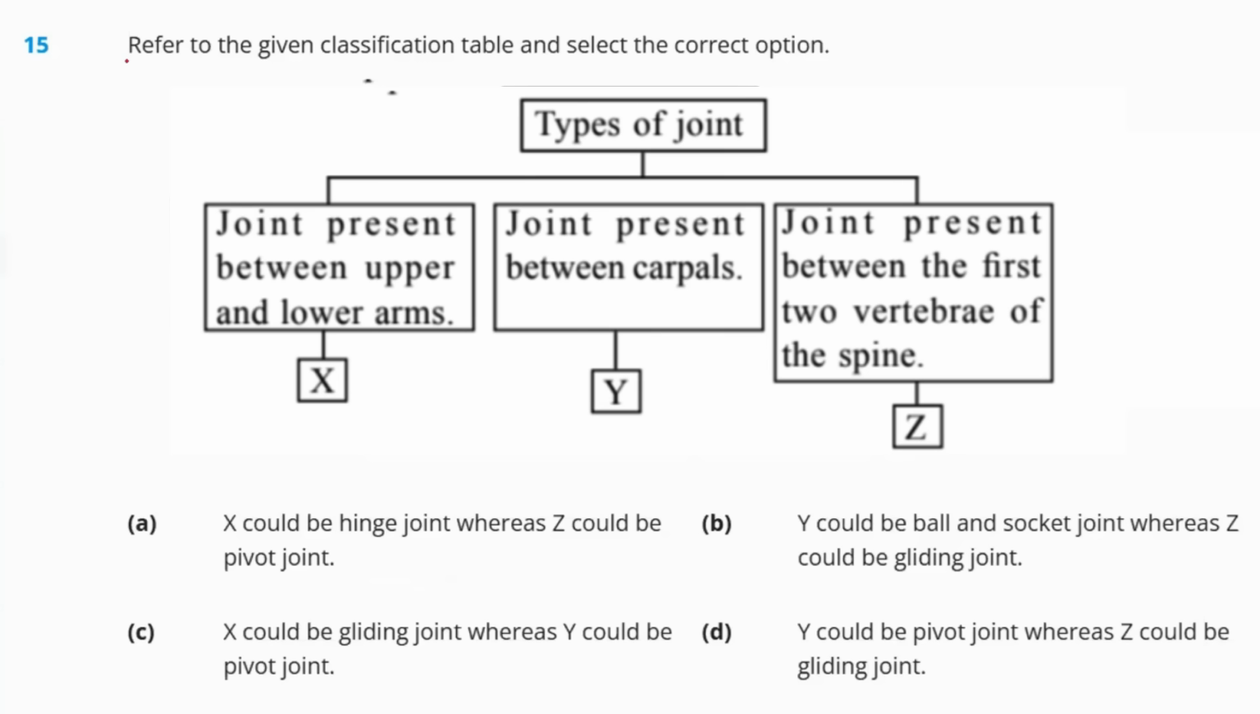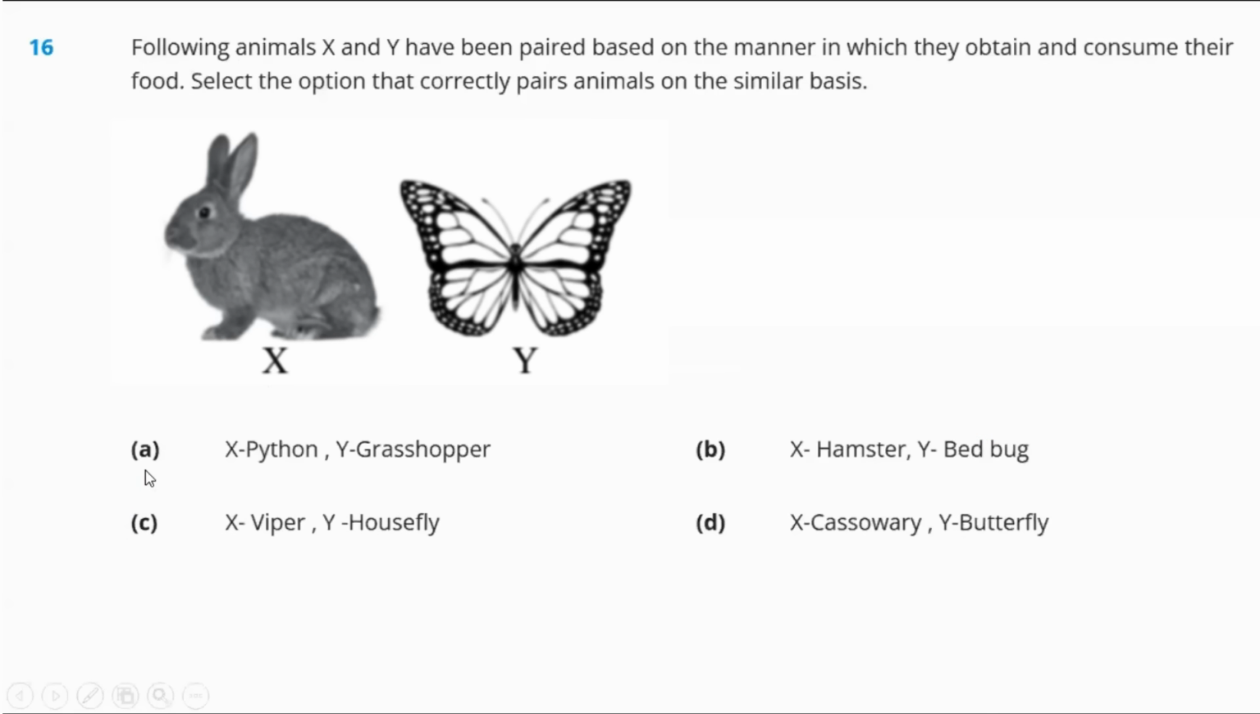Okay. So question number 15 now. Question number 15 says, refer to the given classification table and select the correct option. So X is the joint present between the upper and lower arm. It would be a hinge joint, right? Y is the joint present between carpals. It would be gliding. And Z is the joint present between the first two vertebrae of the spine. This is a pivot joint. Okay, and we need to find the correct option over here. The correct answer would be option number A.